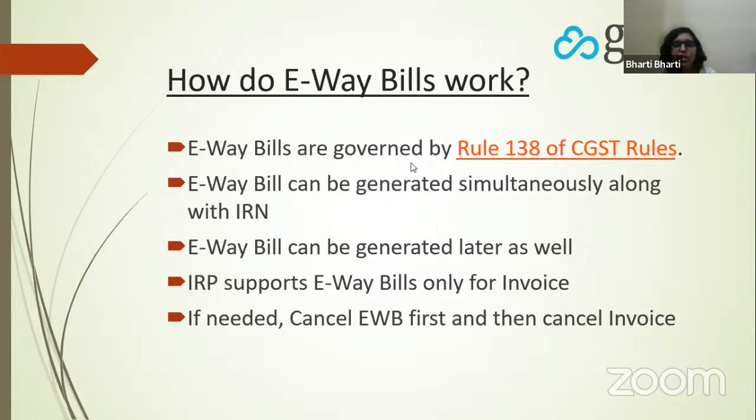So let's say I'm generating the E-invoice now, but I'm not moving the goods today. I have to move them day after tomorrow. So using that IRN, I can generate the E-Waybill the day after when I'm actually moving the goods. IRP supports E-Waybill only for invoice. So E-Waybill on E-invoice cannot be generated for a credit note or a debit note. Only for an invoice can you generate an E-Waybill in case of E-invoice.